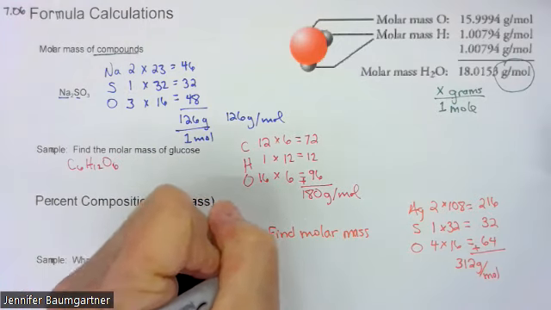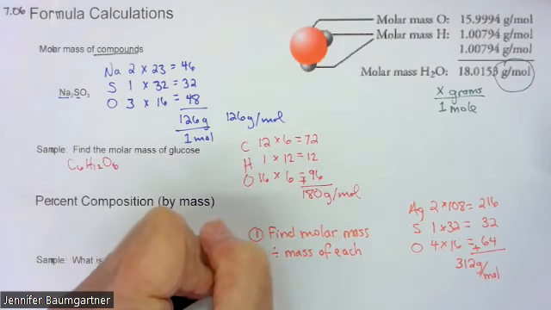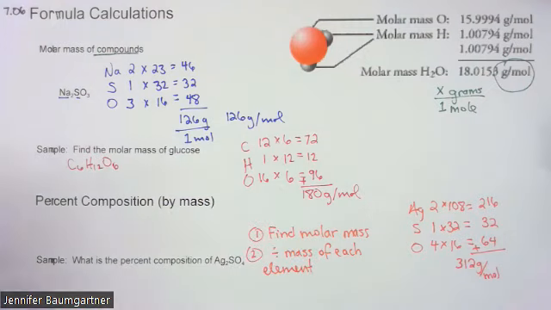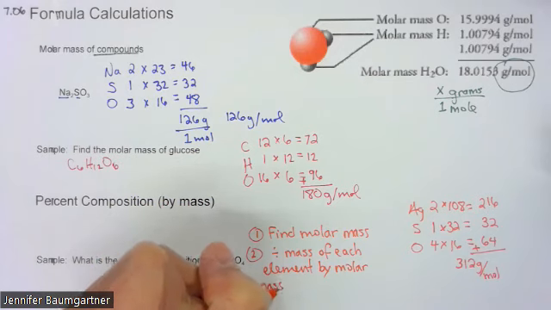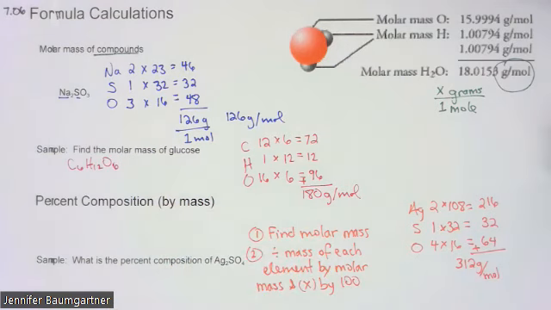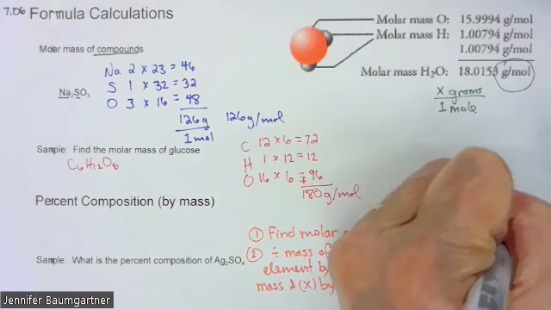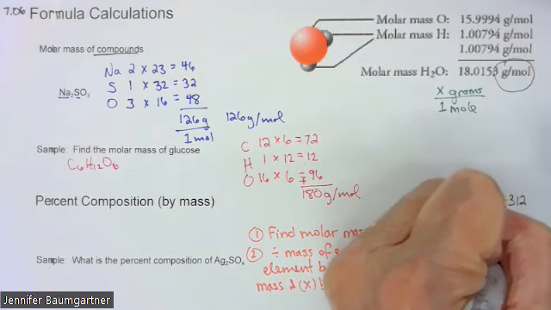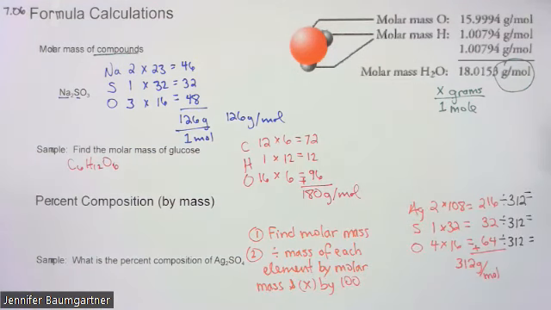So step 2 is to divide the mass of each element by the molar mass, and multiply by 100. So my molar mass is 312. The mass of silver is 216. So I'm going to divide this by 312. I'm going to divide this by 312. And I'm going to divide this by 312. And before I enter it in my calculator, I want to multiply it by 100.